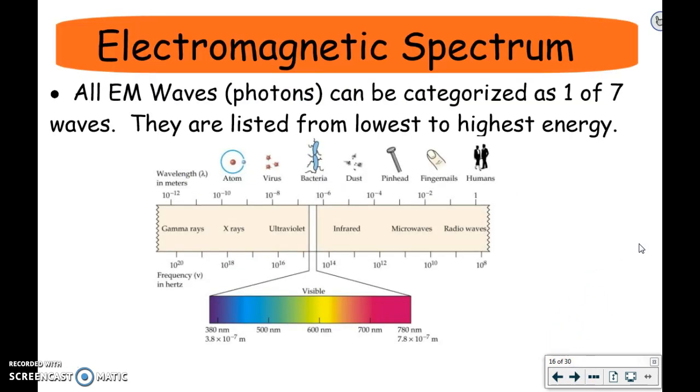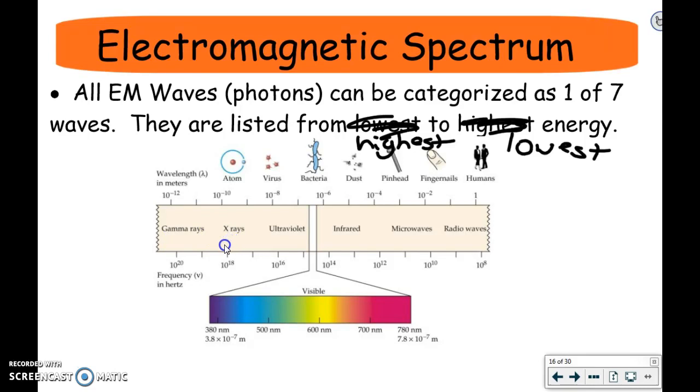So for the record, all types of photons can be broken down into one of 7 types of waves. And the list that you see here, this is not from lowest to highest energy. I got that wrong. This is from the highest to the lowest energy. So we start with gamma rays, like the Incredible Hulk. Those are the highest energy photons that you could find.